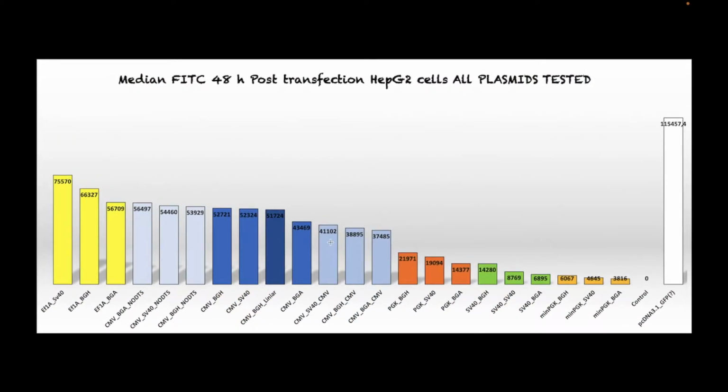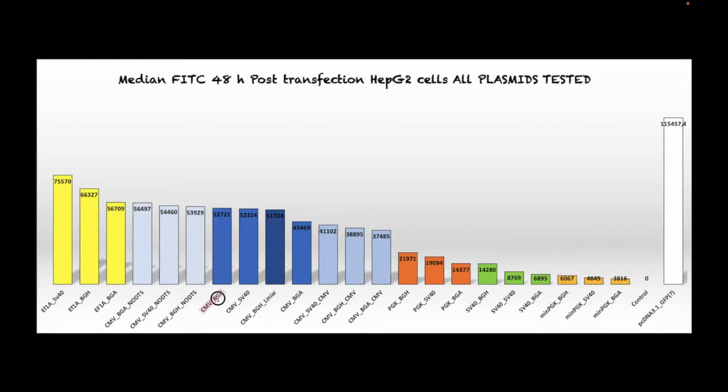These are all of my plasmids tested. This, of course, requires some explanation, so let me walk you through this graph right here. These in yellow are the plasmids using the EF1A promoter. But you can see every one of them has a different terminator region. So this has SV40, BGH, and BGA. The next ones, I'm not going to go into detail right here on what I wanted to accomplish, but I tested like 10 different CMV promoter plasmids. This is the median fluorescence intensity expression as measured by flow cytometry.